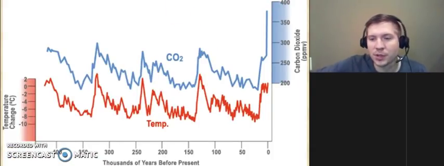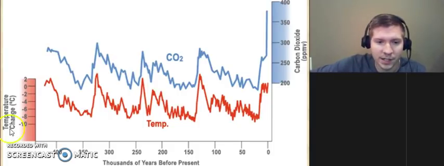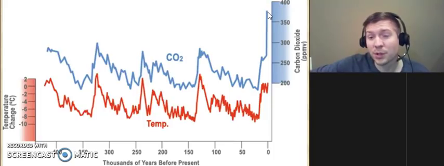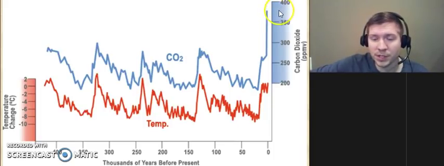Now here is a graph showing the natural cycle hundreds of thousands of years before today. So here's 400,000 years in the past. And you can see CO2 does go down, up, down, up, down, up throughout history. However, you can see that here, okay, this is about 375. Now we are above 400 parts per million. We are way above anywhere the natural cycle has ever been.